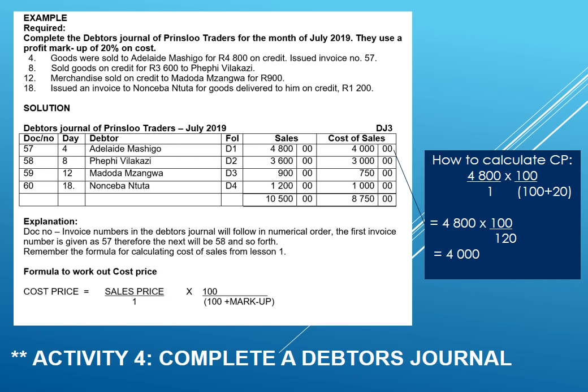Very important, we need to total our journal columns, the money columns, at the end of the month, and this we will use to post to the general ledger, which we will discuss at a later stage. Right, so at the bottom of the screen, you will see activity 4, where you can go and now complete your own debtors journal to test yourself and to see if you are able to complete this new journal that we have just learned.